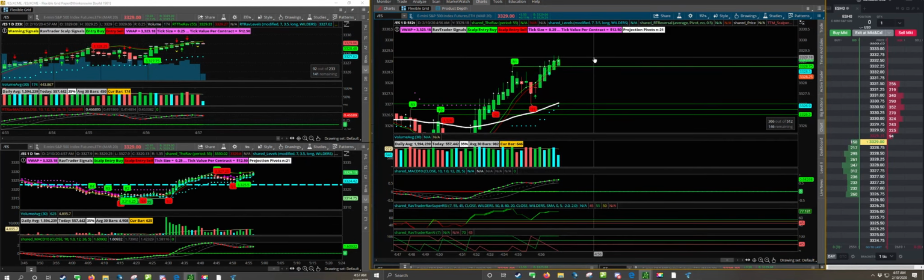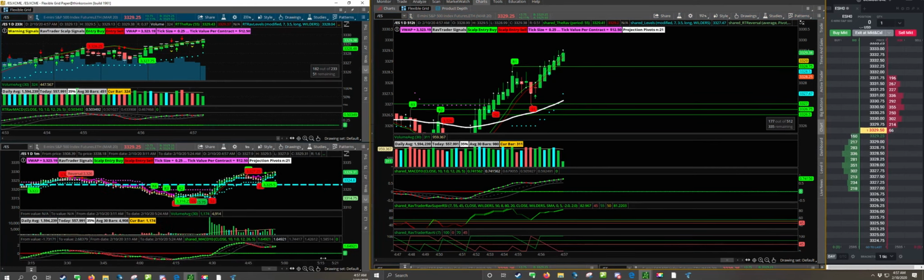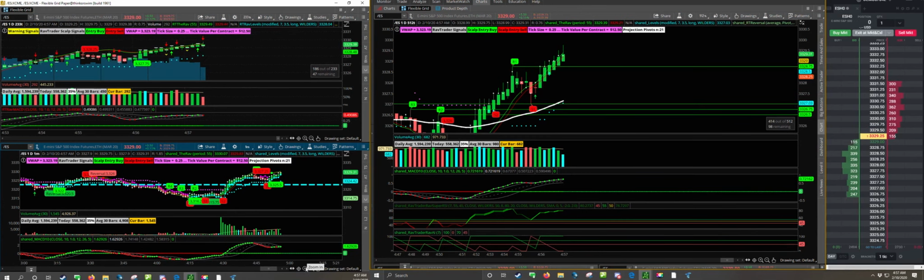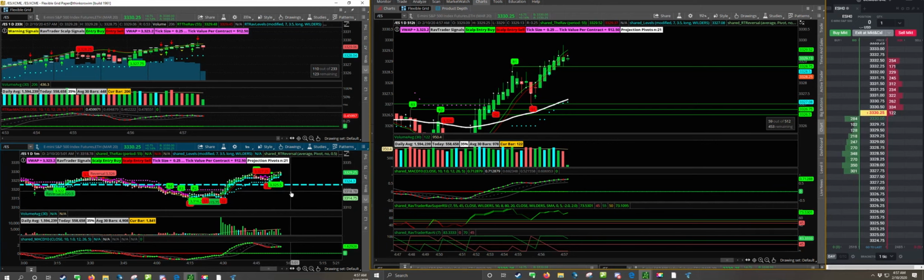If you look at your 1 minute, we were at a cup and handle entry. So that 29 long would have been good. You would have won that trade. We are in long territory right now. Let's look for a short.